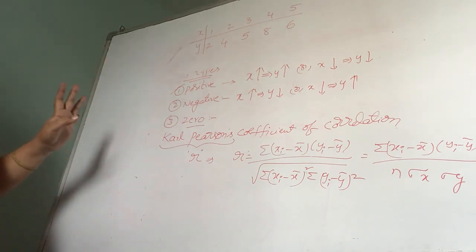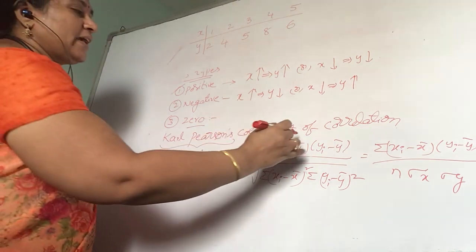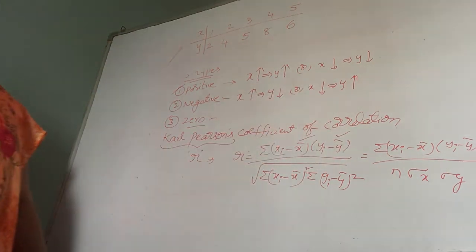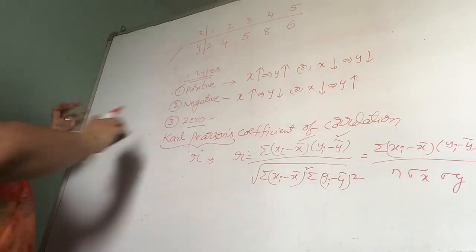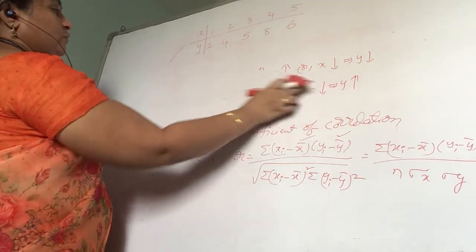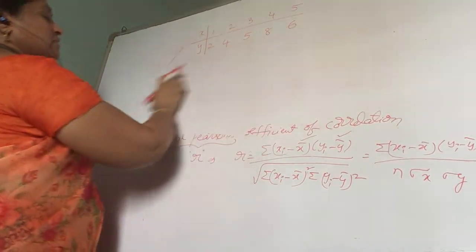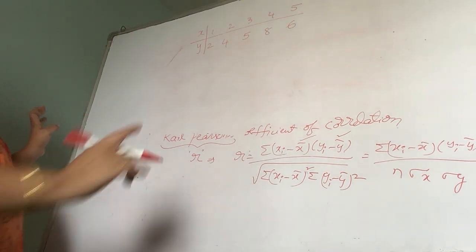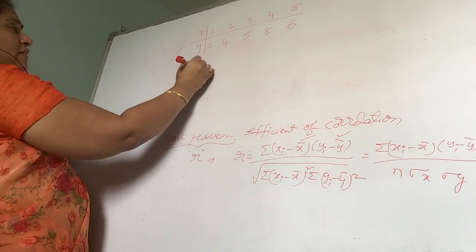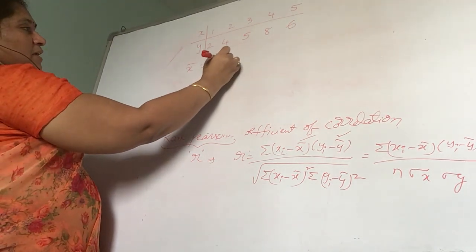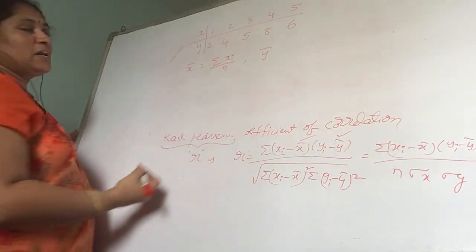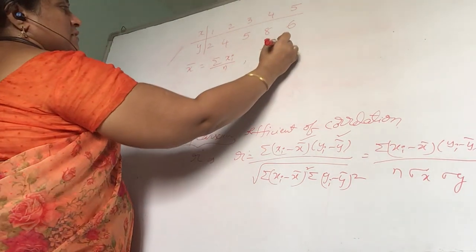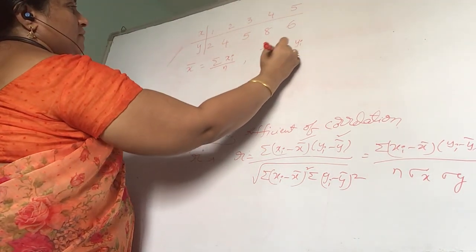Based on the xi and yi values, first we find x bar and y bar. The x bar and y bar are the mean values of x and y. Mean value means the average value. How do we get the average value? Sum of the values divided by the number of values. Here x bar, the mean of x values, is given by the summation of xi divided by the number of values. Next, y bar, the mean value of y, is the summation of yi divided by the number of values.